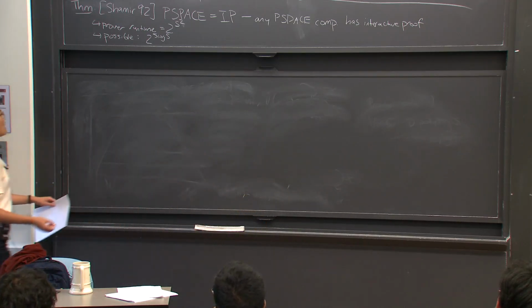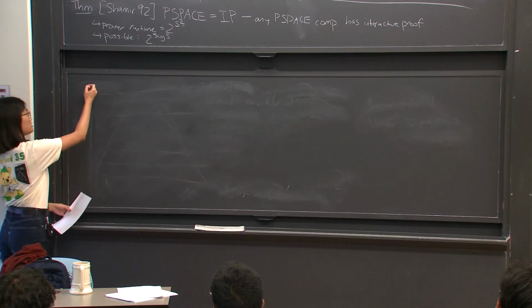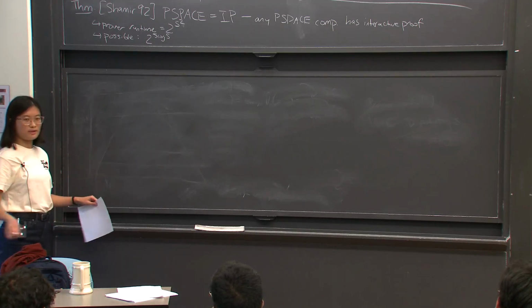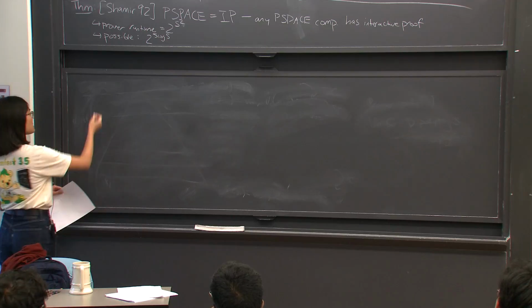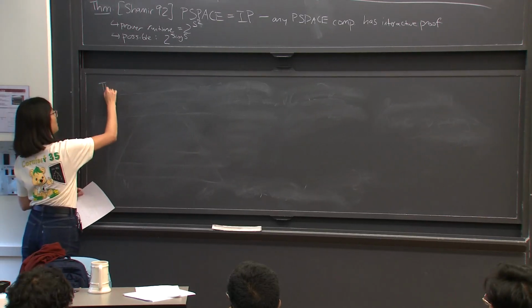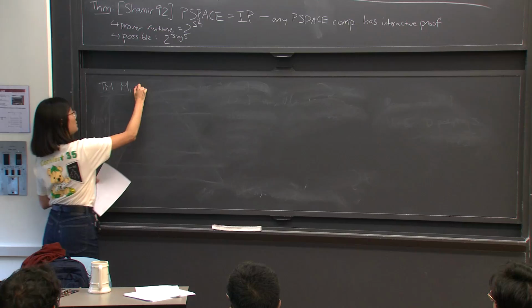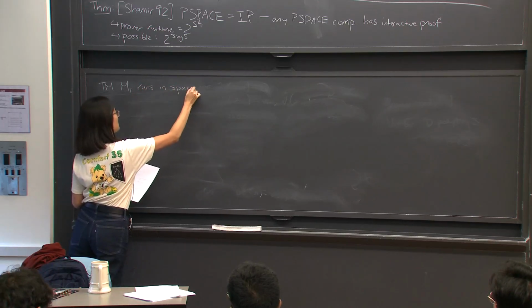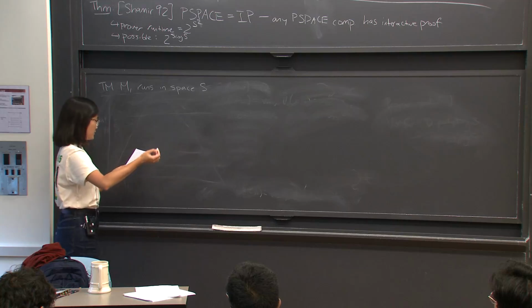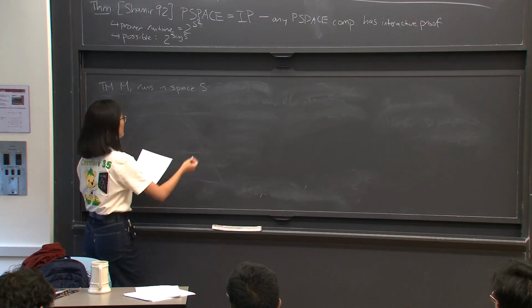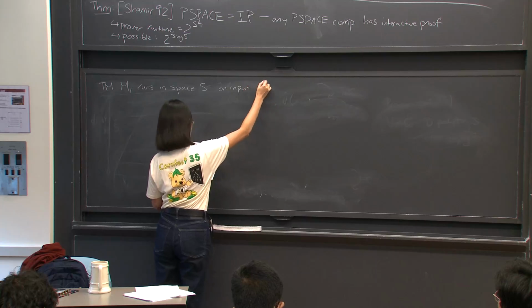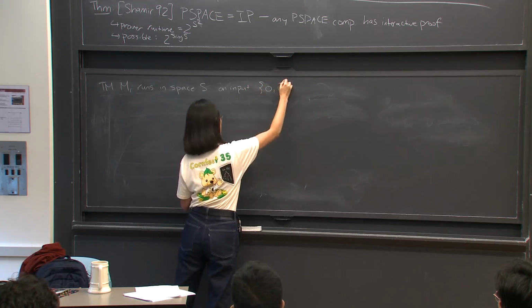Okay, so how do we describe a PSPACE computation? Someone said that it's a space of all computations that are doable by a Turing machine with bounded space. So let's say that we have our Turing machine M, and let's say it runs in space S, on input 0, 1 to the n.